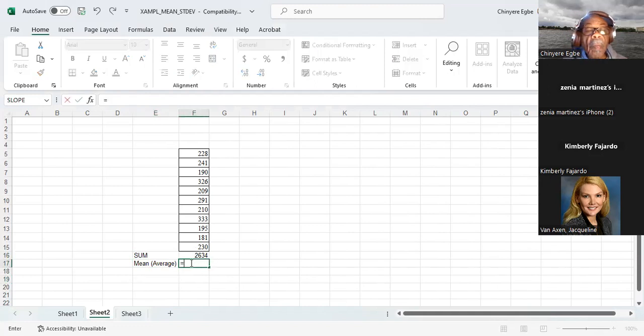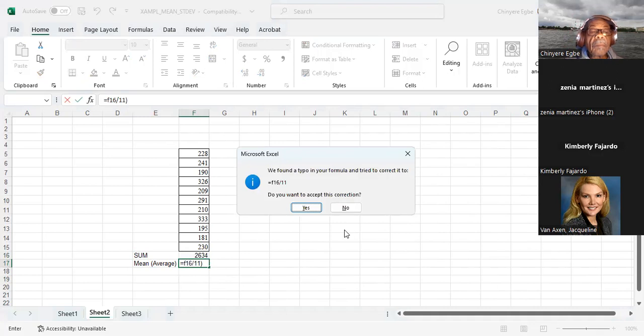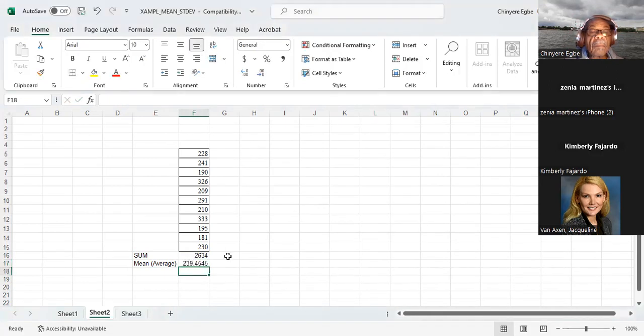The average equals F16 divided by 11. Okay, it was F16 over 11. And so the average mileage will be 239. That is the very first step in calculating the standard deviation.